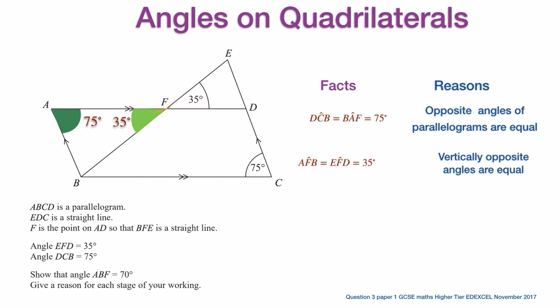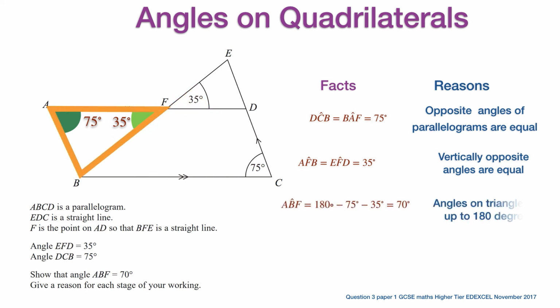Angle AFB and EFD are also equal angles, as they are vertically opposite angles, and they are always equal too. Angles in triangle ABF add up to 180 degrees. Therefore, the angle ABF can be found by subtracting 75 and 35 from 180 degrees. This gives us 70 degrees.